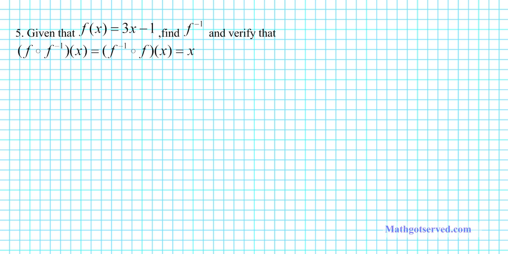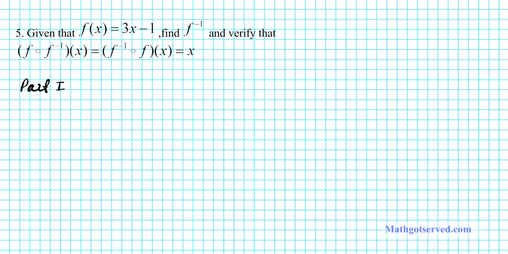Let's take a look at question number 5. It says given f of x equals 3x minus 1, find f inverse and verify that f composed with the inverse and the inverse composed with f equals x. Okay, so we have 3 parts to this problem. Let's start with the first part, part 1.